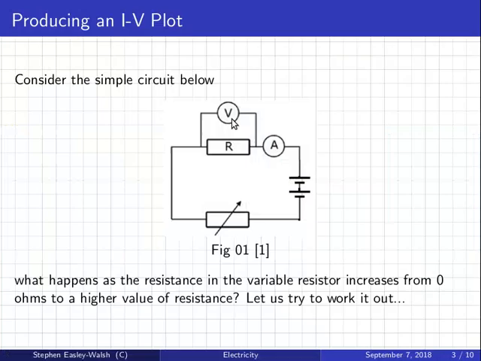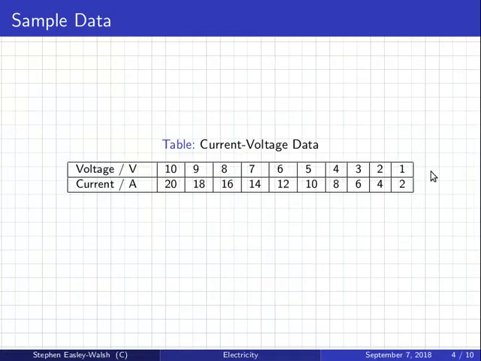It decreases. Can you see? It goes from 10, and I have it go down to 1. What happens to the current as the voltage is decreasing? You see it's also decreasing.